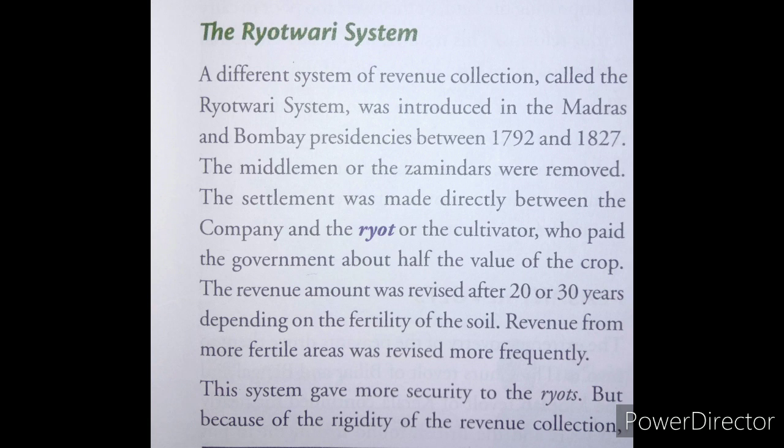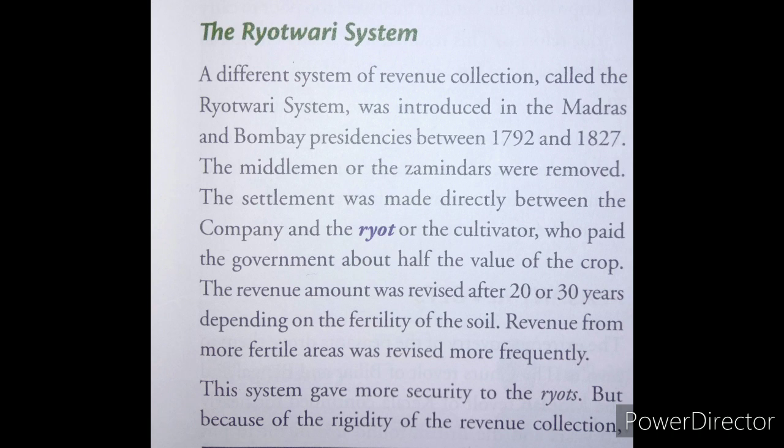So the Britishers used to collect the revenues by this system. It was introduced in the Madras and Bombay presidencies between 1792 and 1827. So this is the period of time when the Ryotwari system was introduced in India. So keep this in your mind.